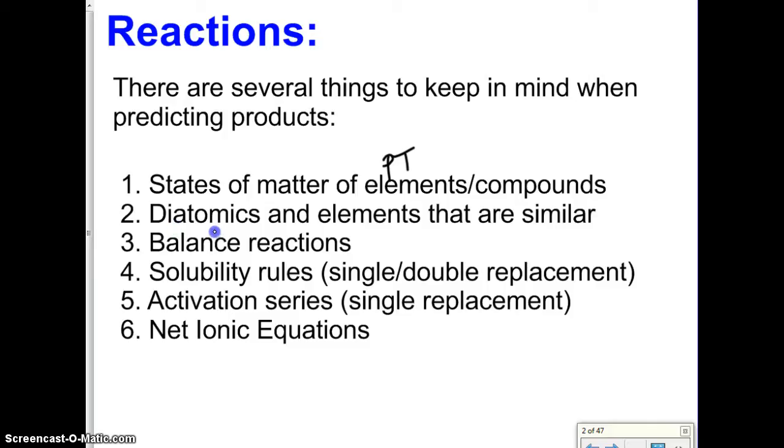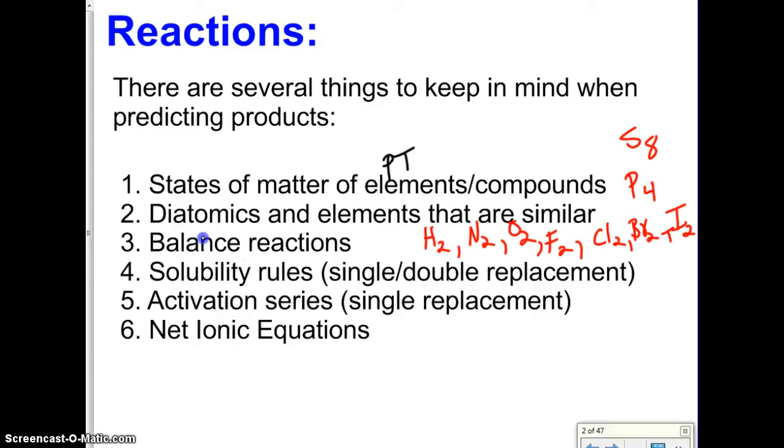Remember the diatomics that we talked about in class a little bit today, which is hydrogen, nitrogen. Here, let's write those down. Hydrogen, nitrogen, oxygen, fluorine, chlorine, bromine, and of course iodine. And there are some similar ones. For example, sulfur appears as S8 in nature, and phosphorus appears as P4. You do not need to have those memorized, but I would be able to recognize them.